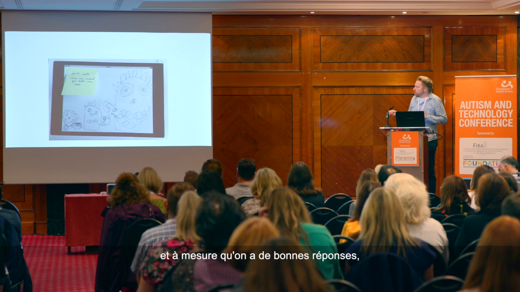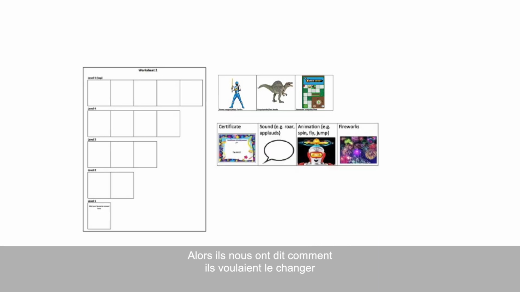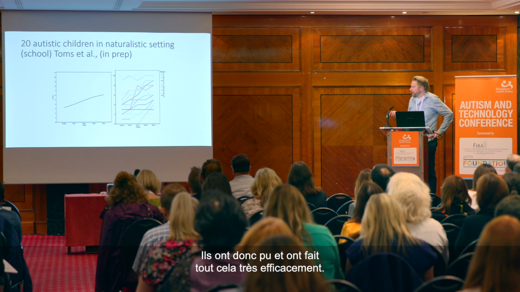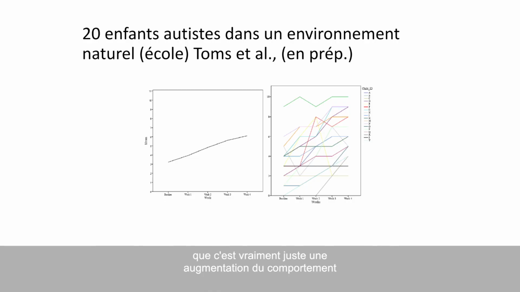And then as we get more right, I want my reward to get bigger and bigger. I want a little monster, then a medium-sized monster, then I want a really big monster going, grrr, if I get all my answers right. So they told us how they wanted to change it. And if you're having repeated social stories, they were able to say what they wanted, the rewards for successfully reading the social stories. So they were able to do all this very effectively. Sorry, these are a bit messy, but what I wanted to show is an increase in the desired behaviour.